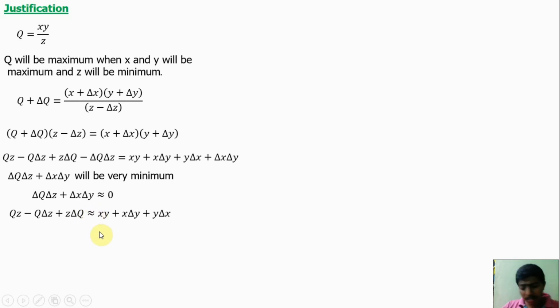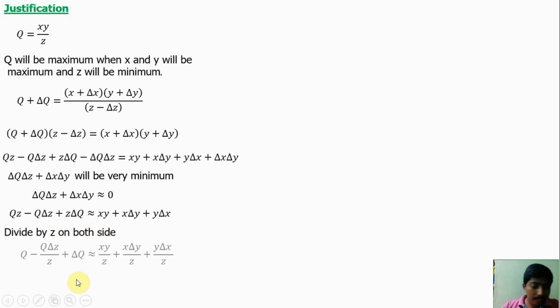Now simplify this equation. Divide by z on both sides. So we will get this equation. We know that Q is equal to x y by z. So this x y by z, this Q will be cancelled. Now simplify this equation. We will get del Q by Q approximately equal to del x by x plus del y by y plus del z by z. That means divide by Q on both sides. So we will get this.